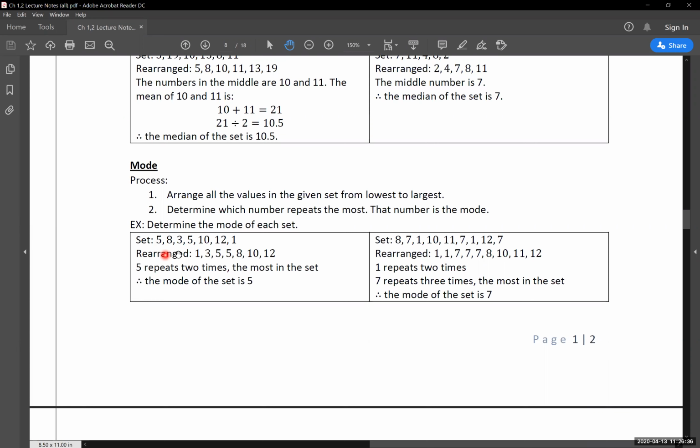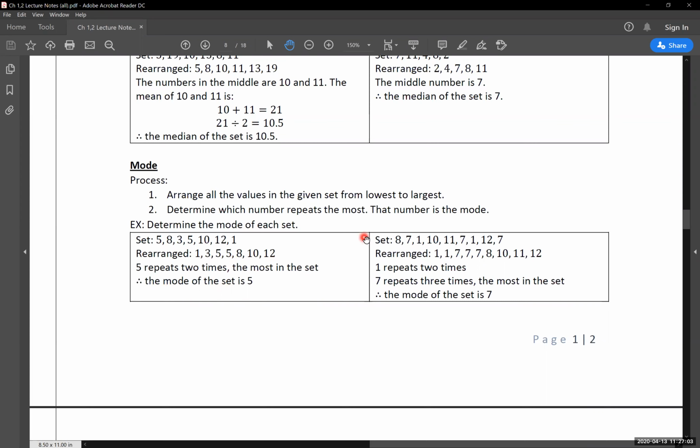Rearrange this from lowest to largest. And again, the nice part that I find with rearranging this is that now it's even more clear what shows up the most. So we have 5 showing up 2 times. Everything else just shows up once. So the mode of this set of data is 5. Again, I think rearranging it makes it a heck of a lot easier to see that.